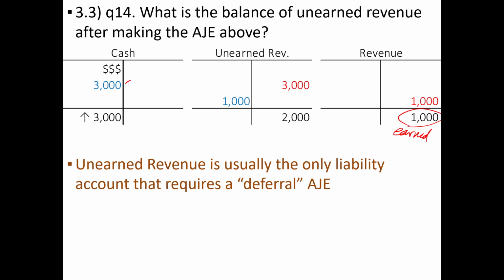This was a deferral, right? And now we've actually recognized a portion of it as earned. This is still deferred, meaning that I have this liability I owe of $2,000 to my customer. If I don't perform any more services for my customer, I have to pay this back in cash.